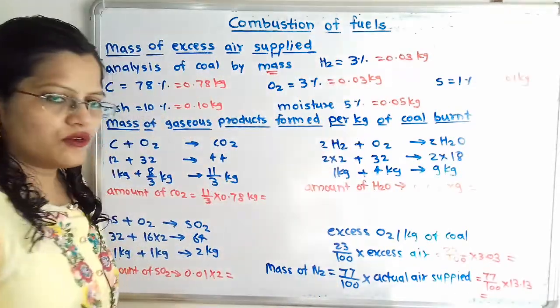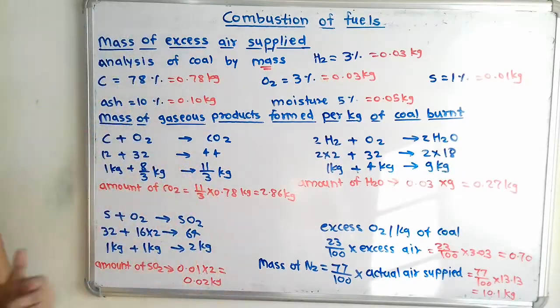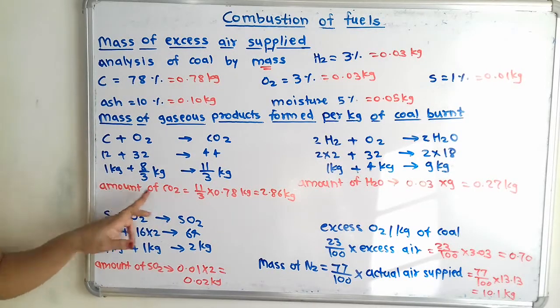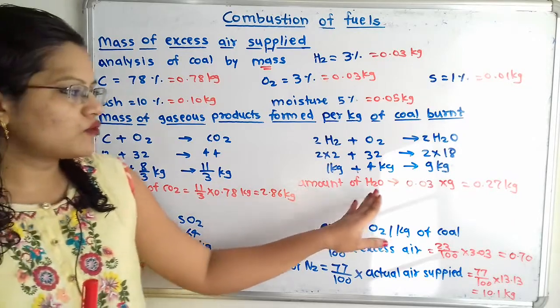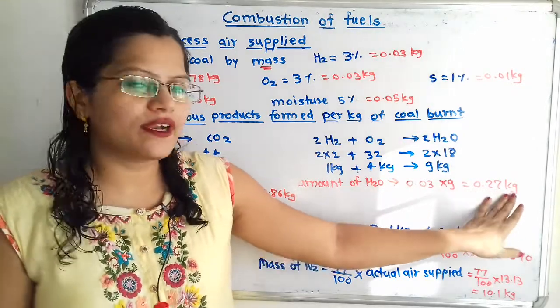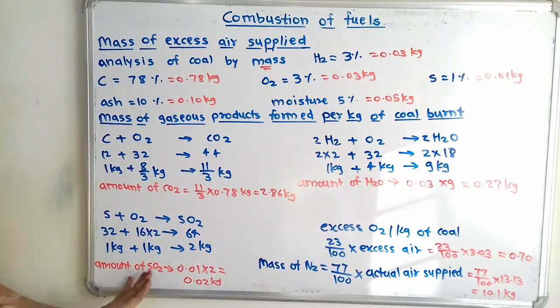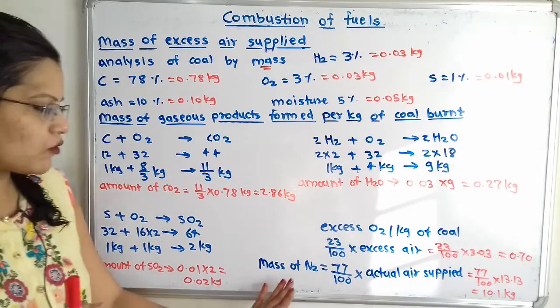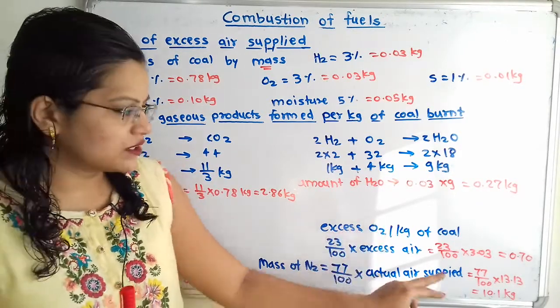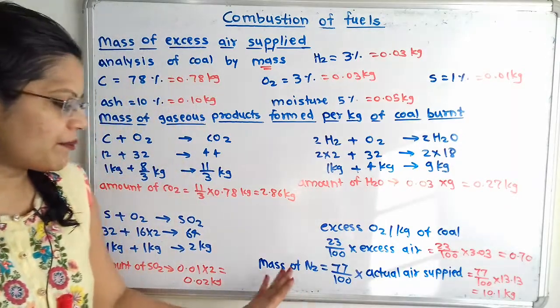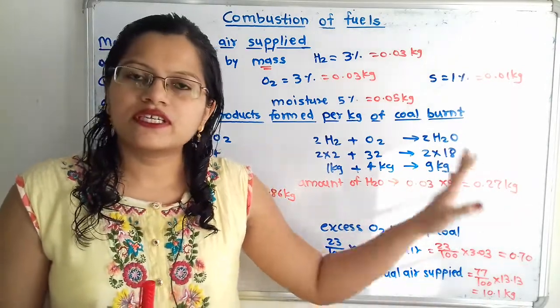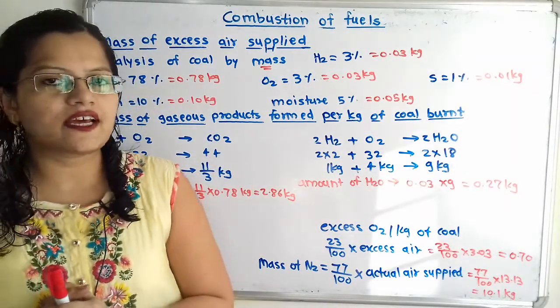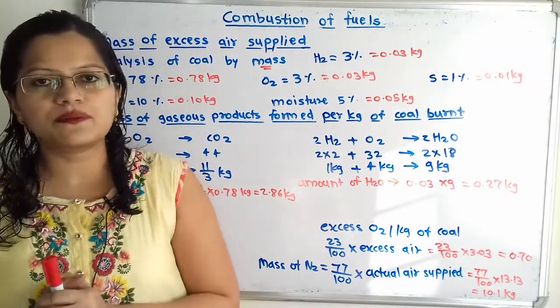Then we can say that after the combustion process, amount of CO2 is 2.86 kilogram, amount of H2O 0.27 kilogram, amount of SO2 0.02 kilogram. Then excess oxygen, that is 0.70 kilogram, and mass of N2, that is 10.1 kilogram. So these are the gaseous products that are formed after the combustion process.